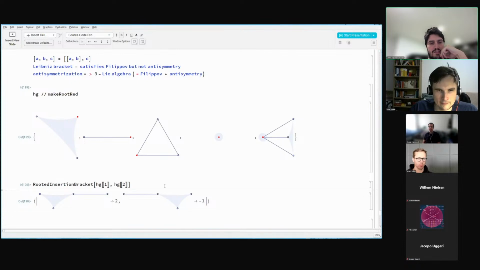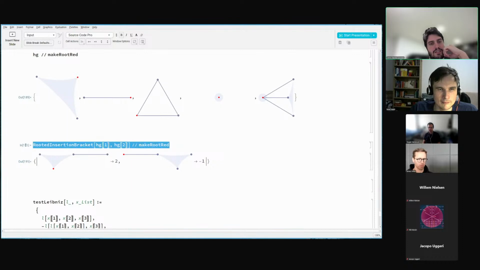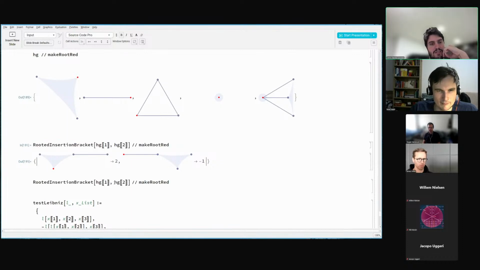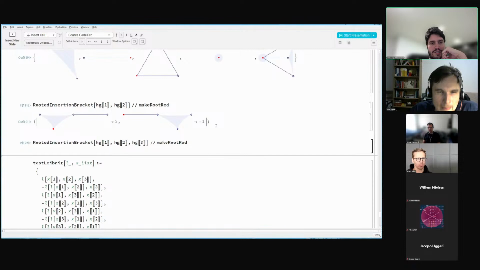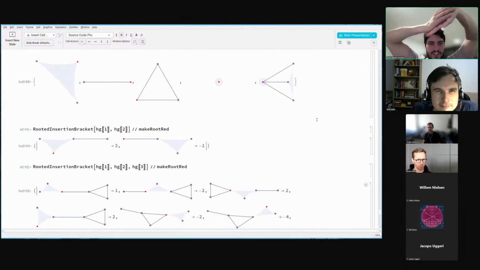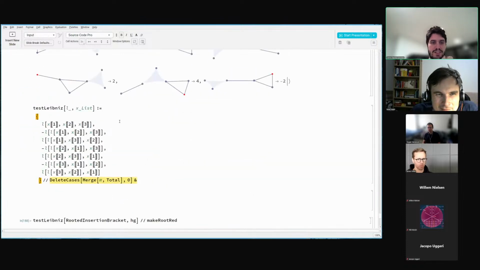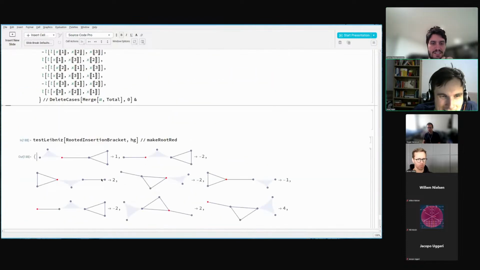Right. And then do the rooted insertion bracket of 1, 2, 3. Yeah. So that takes a bit longer. Makes sense. Okay, so let's understand this again for everyone, so we know what we are testing for. Maybe start computing the symbolic thing, I mean the test.